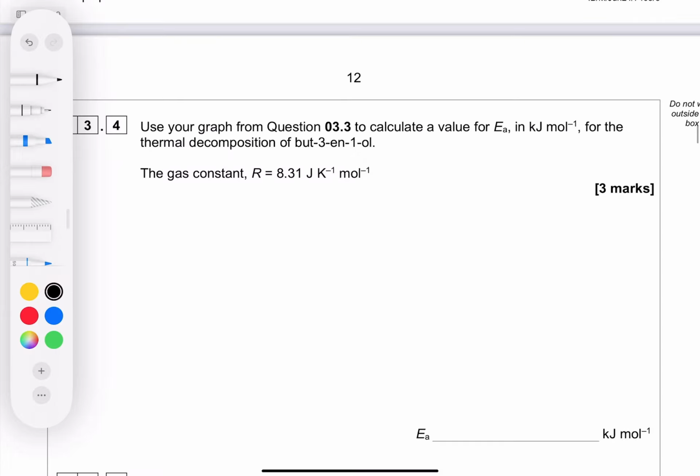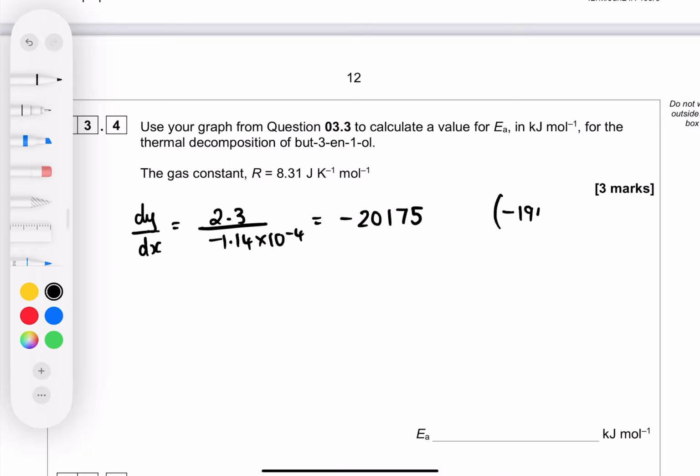So dy by dx. We had 2.3 divided by minus 1.14 times 10 to the minus 4. So 2.3 divided by that is minus 20,175. And they're allowing a range on the exam board mark scheme of minus 19,400 to minus 20,400. So I'm inside the range.